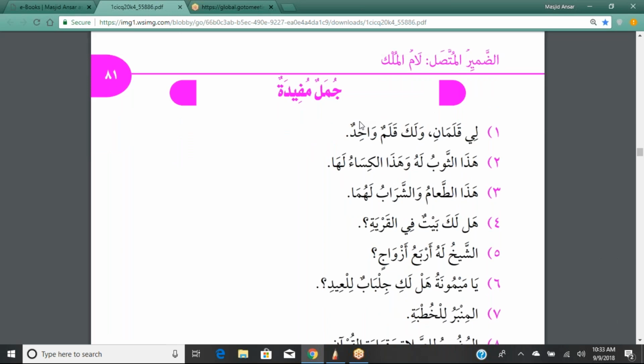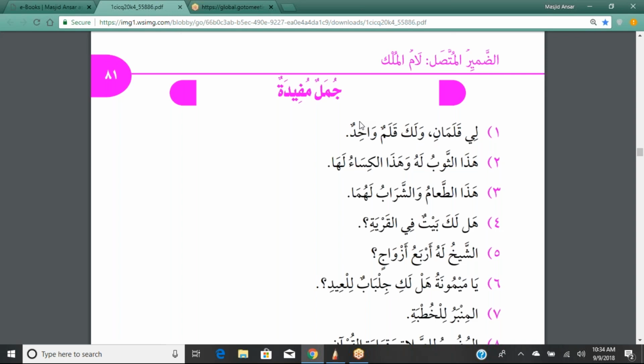Number 1, you are going to repeat after me. Li qalaman walaka qalamun wahidun. Li qalaman wa laka qalamun wahidun. I have 2 pens and you have 1 pen. It can mean I have or for me. If there are pens here, I said li, for me is this, and walak, for you is that. It depends on the context of the sentence.